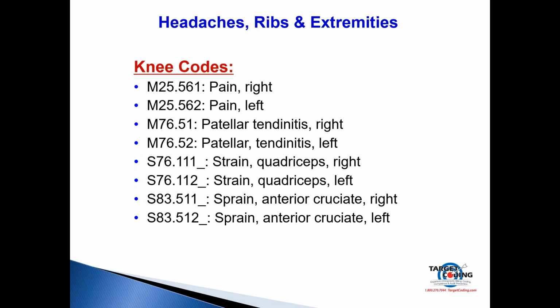Anterior cruciate, now we get into ligaments and we get into post-surgical. I have a client right now booming with post-surgical care. Not only is he booming with his chiropractic practice on post-surgical care, now he's brought in a physical therapist, which has doubled his practice because he's getting a lot more referrals for his post-surgical situations by Ortho, sending him tons of patients. Sprain, anterior cruciate on the right, S83.511, left 512.